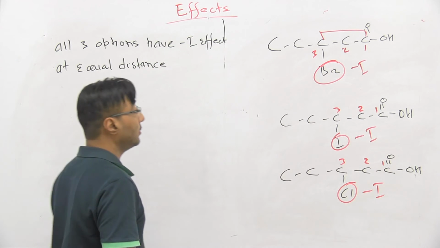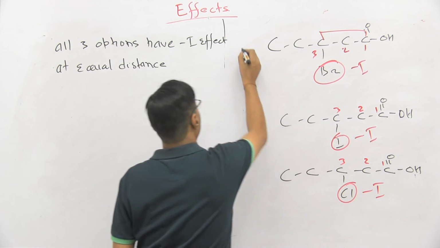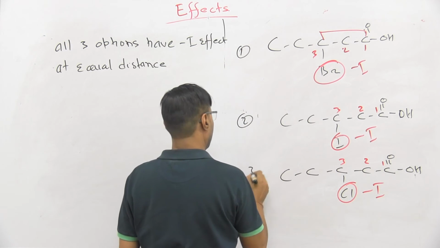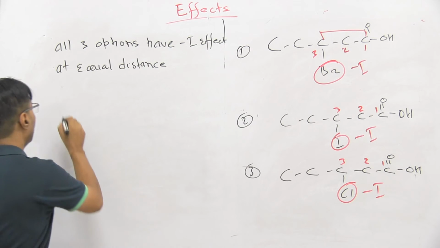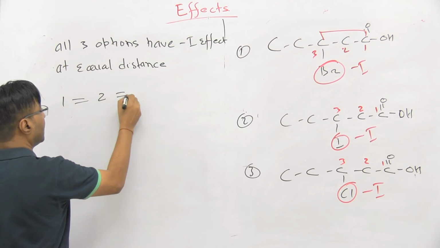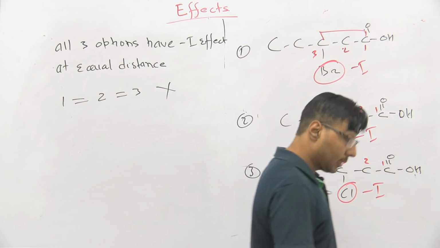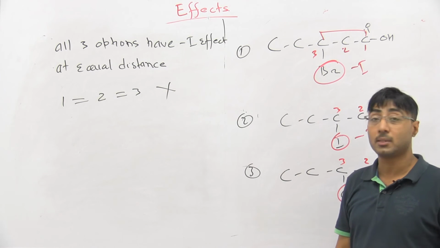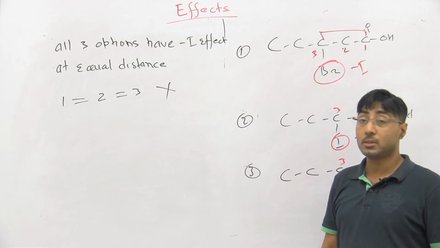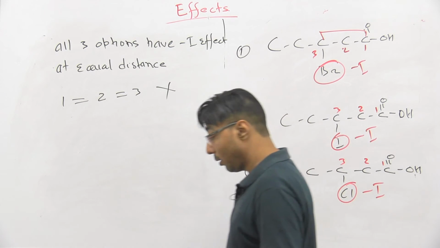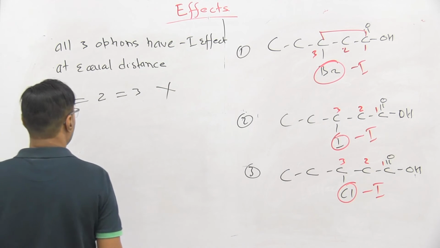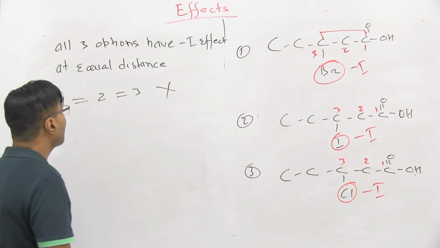So what can be the answer? 1, 2, 3. Strength of 1 is equal to strength of 2, which is equal to 3. But this is the wrong answer. All three do not have the same strength. This option is not valid. Then what is the valid option?